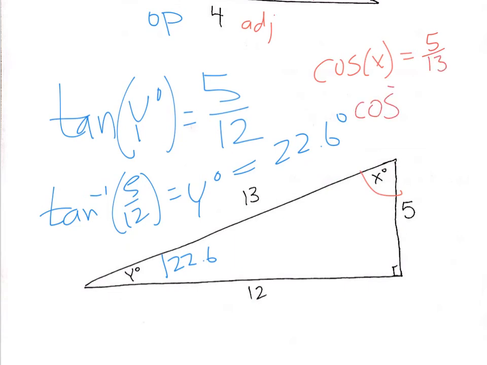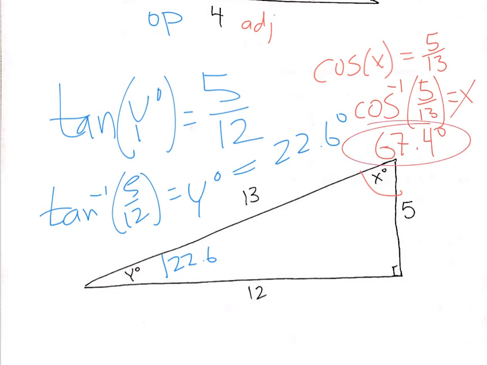Therefore, the inverse cosine, or arc cosine, of 5/13 equals x degrees. And after typing into the calculator, 67.4 degrees is what we'll get. Notice how this plus this is 90 degrees, so it works. Good work.